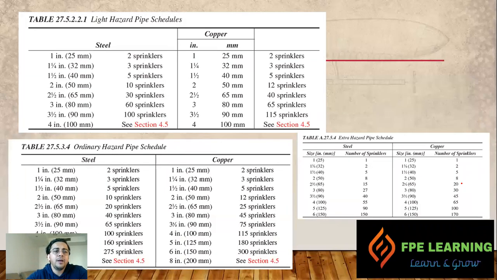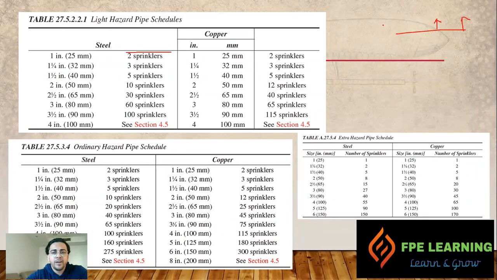Now here we have a table for light hazard pipe schedule, right? Remember, we don't have to do hydraulic calculation here because it's the oldest method of determining. What they mostly do is take the sprinkler size, pipe size, and how many sprinklers we need. So for example, for 1 inch pipe, we can install a maximum of 2 sprinklers. So if this is 1 inch pipe, we can install 2 sprinklers into that.